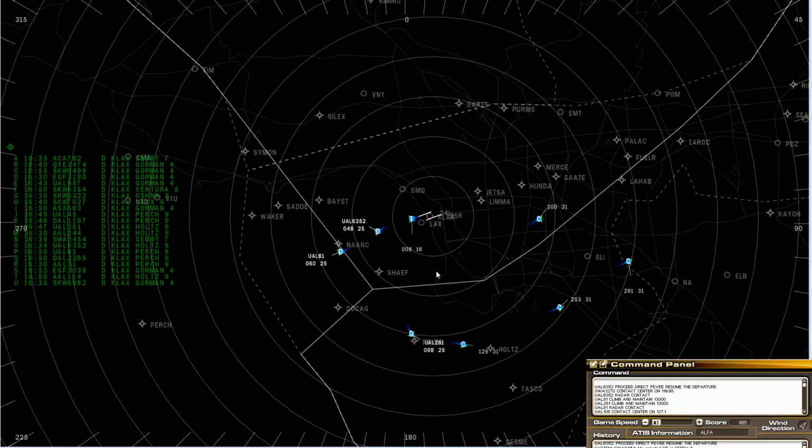Departure, Southwest 0454 with information Alpha at 800 climbing to 5,000. Southwest 0454, radar contact.